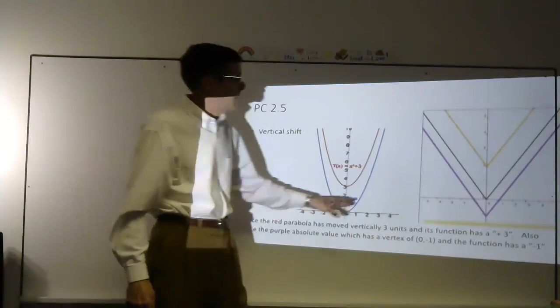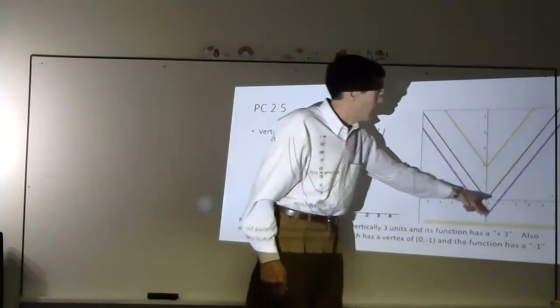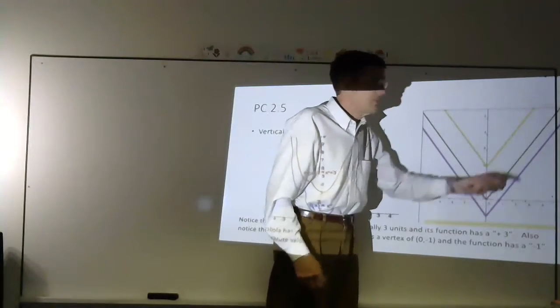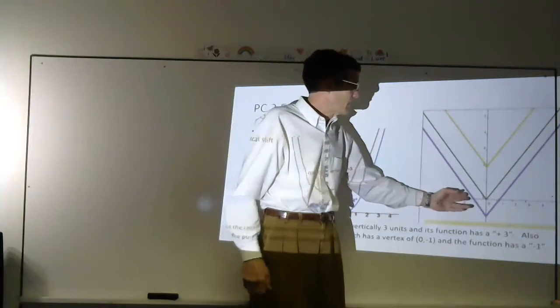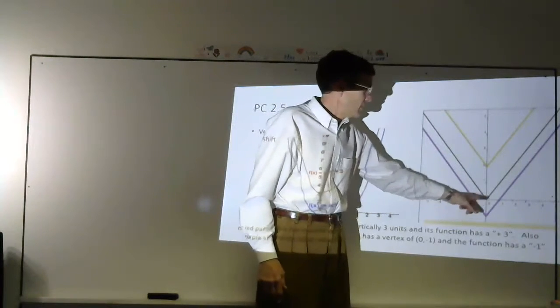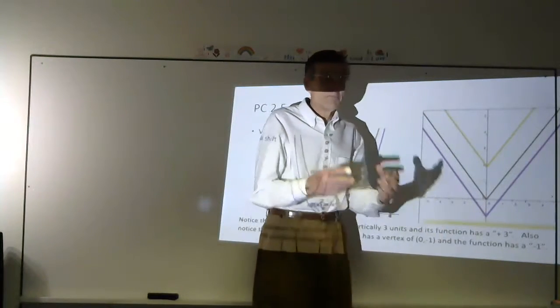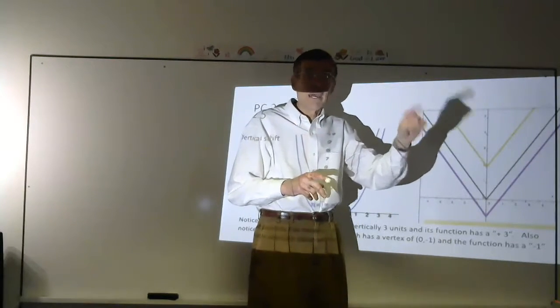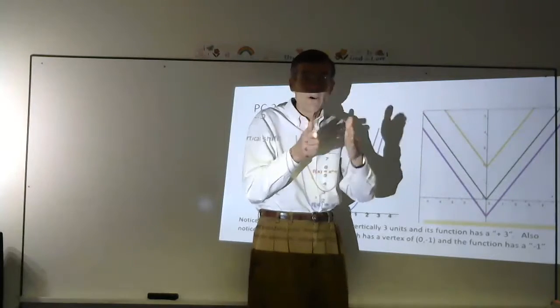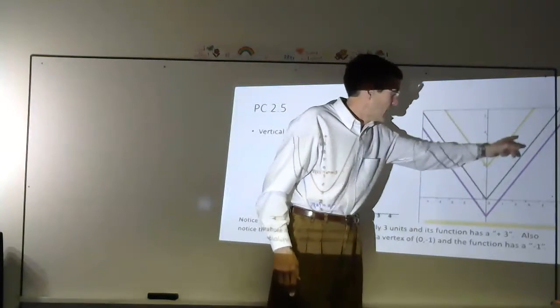Now, let's talk about the absolute value function. Here, the black one is a basic y equals absolute value of x. The purple one is down 1. So it would be simply y equals the absolute value of x, and at the end, minus 1. Take the 1 off of the whole thing. How about the yellow one?